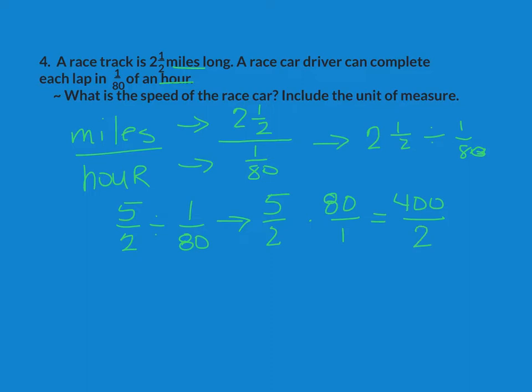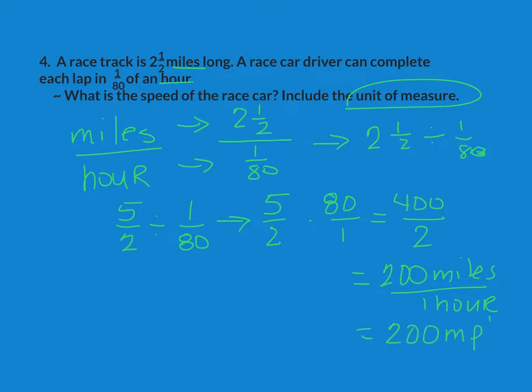So I know I need to reduce that. 400 divided by 2 is 200. And in this case, including my unit of measure, it's miles per 1 hour, or the way that we typically just write that would be 200 miles per hour.